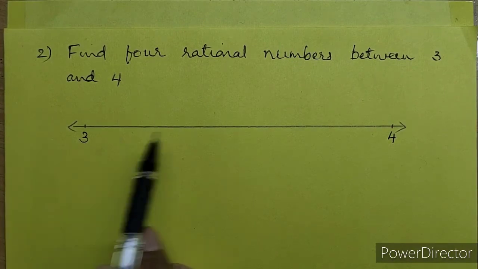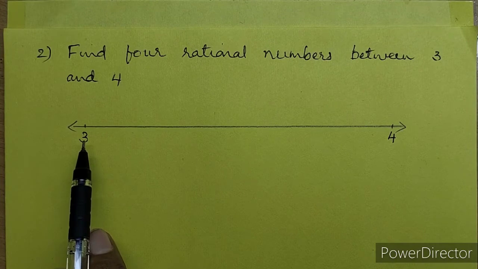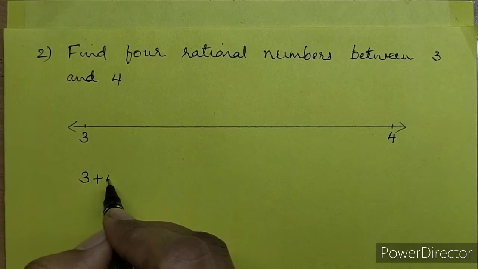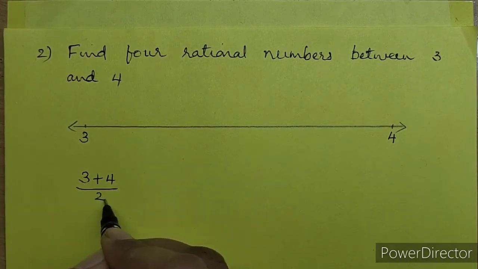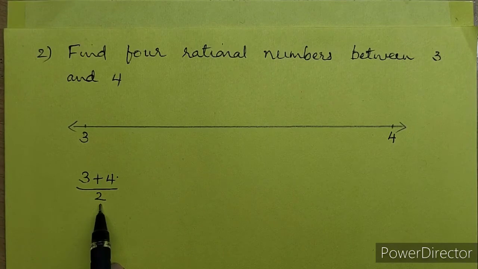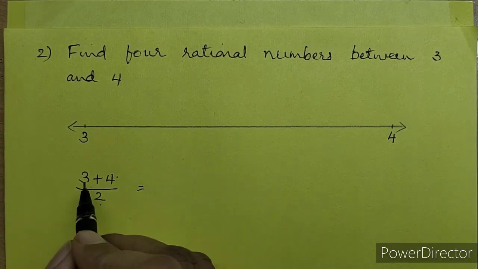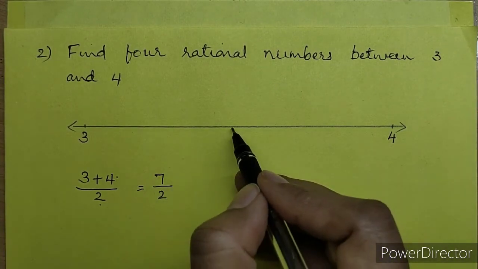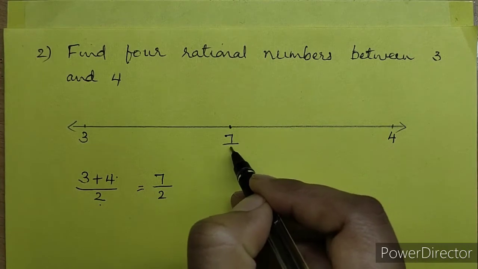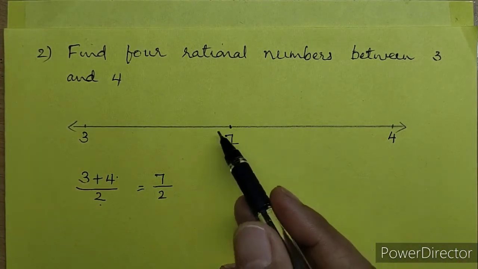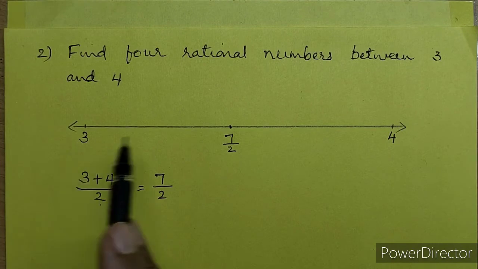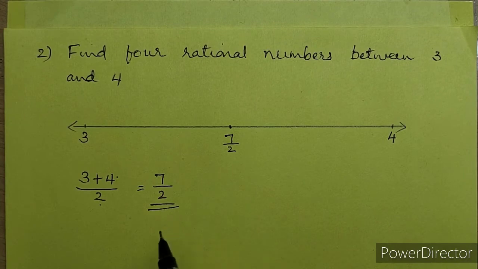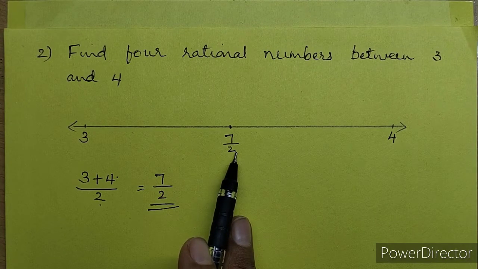To find the rational numbers between 3 and 4, first you should add the numbers, that is 3 plus 4, divided by 2. So add the numbers and divide by 2. 3 plus 4 is 7 by 2. You can mark this 7 by 2 here. So 7 by 2 is a rational number in between 3 and 4. This is the first answer.